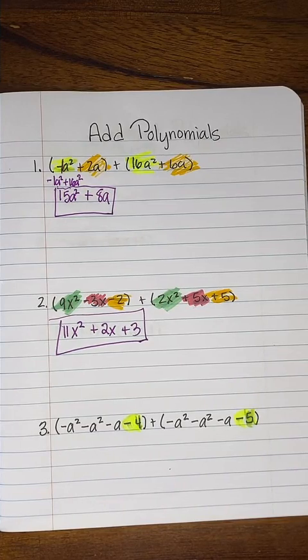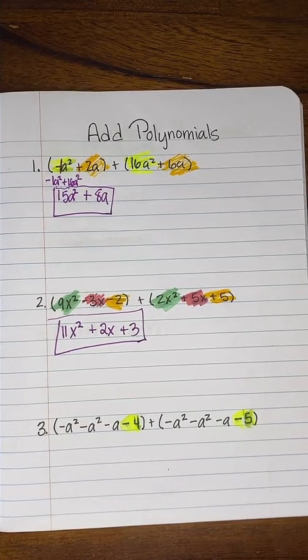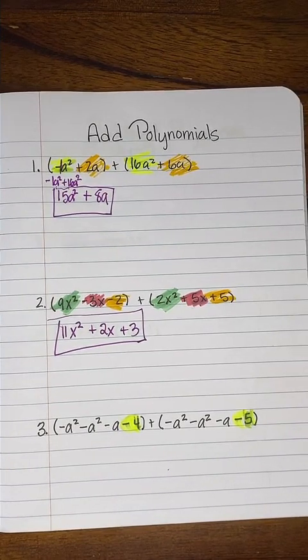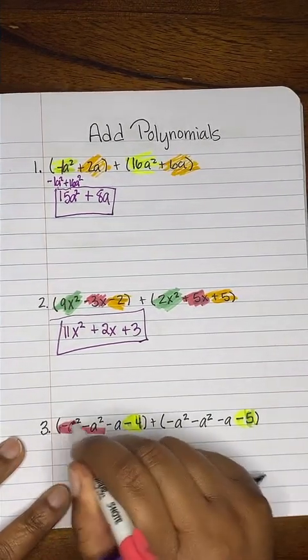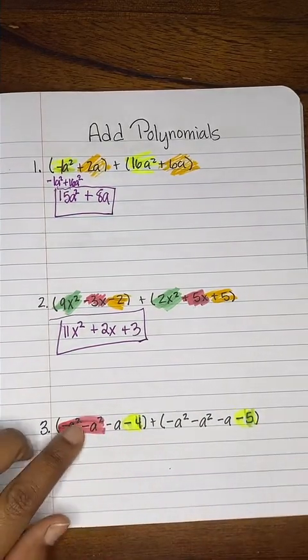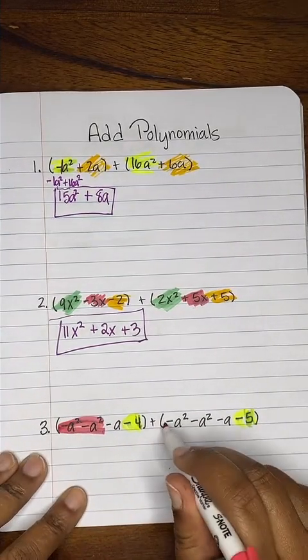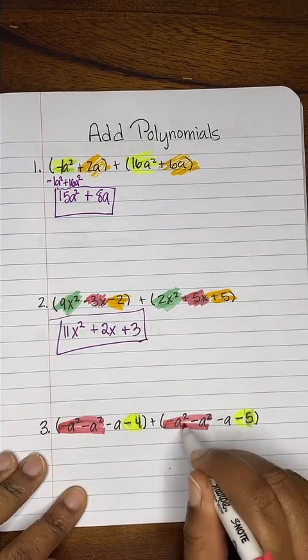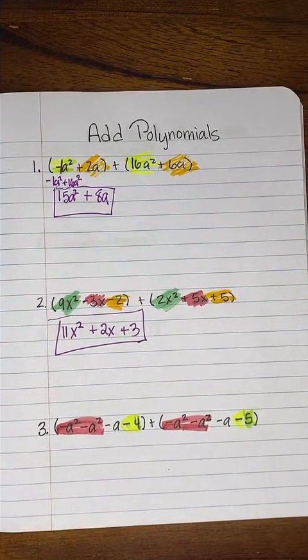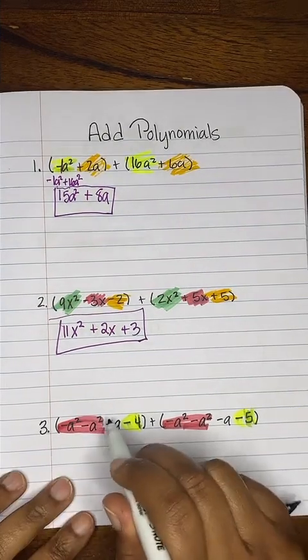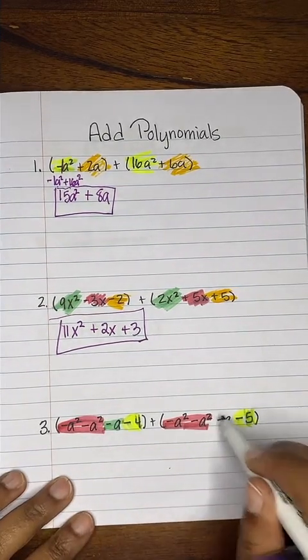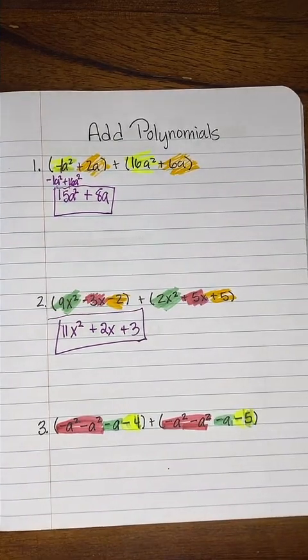Subtract like terms. Okay. So now let's try this, okay? So I'm going to highlight, because I love to highlight. So I have this. These are like terms here, because they have a squared. And these are also like terms here, okay? And then we have this negative a, and we have this negative a.